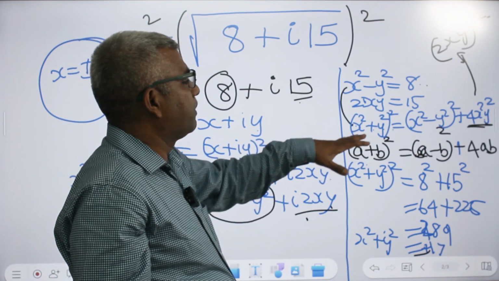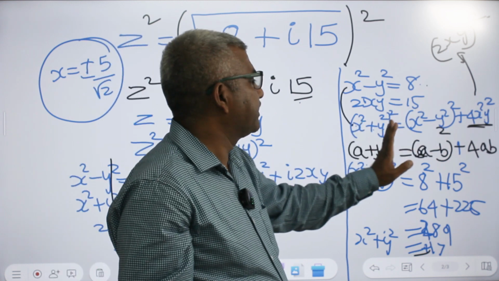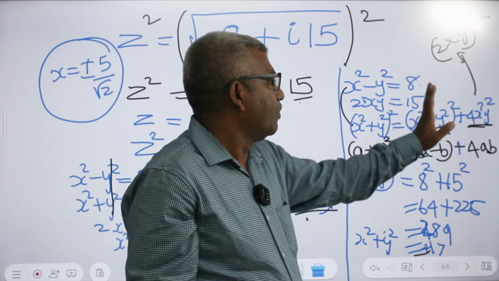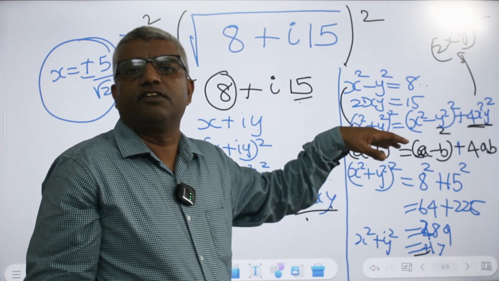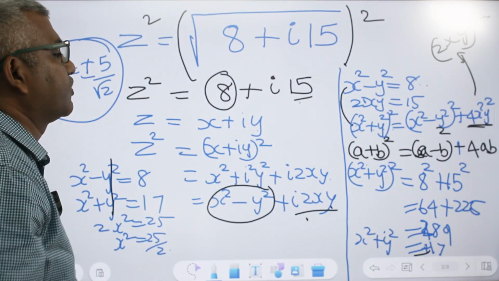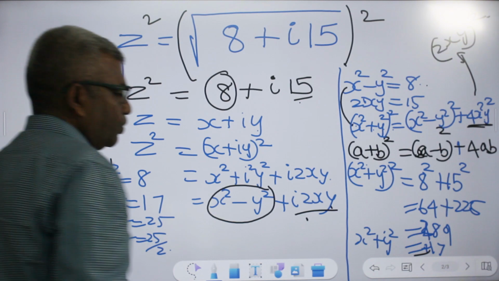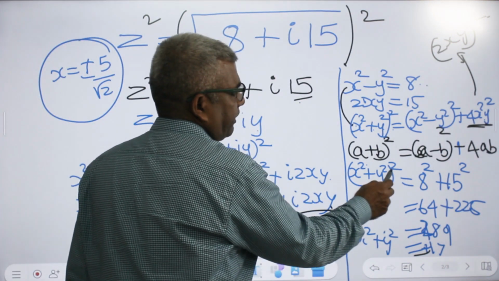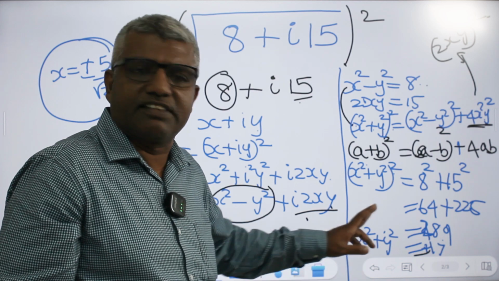How to find the x squared plus y squared value? (x squared plus y squared) whole squared is (x squared minus y squared) whole squared plus 4x squared y squared. 4x squared y squared is nothing but (2xy) whole squared. Just substitute the values: 8 squared plus 15 squared is equal to 64 plus 225, that is 289. (x squared plus y squared) whole squared is 289. So x squared plus y squared is 17.